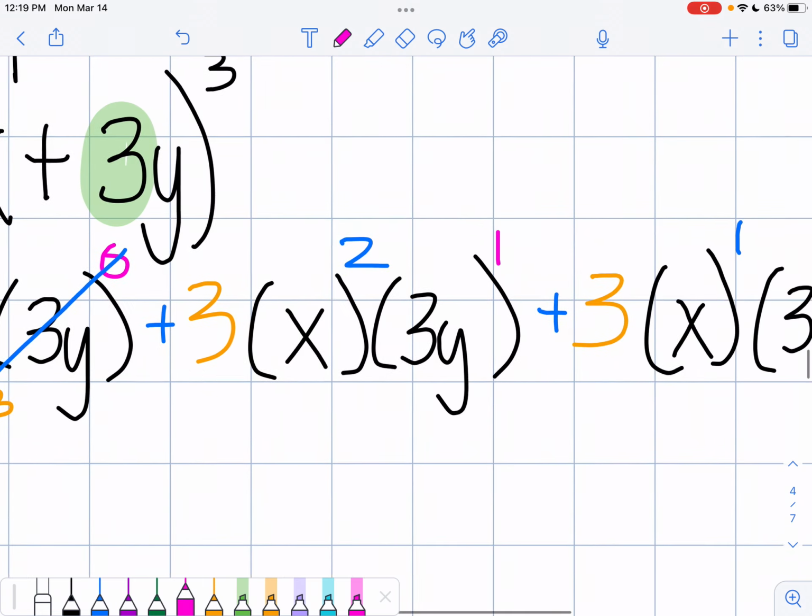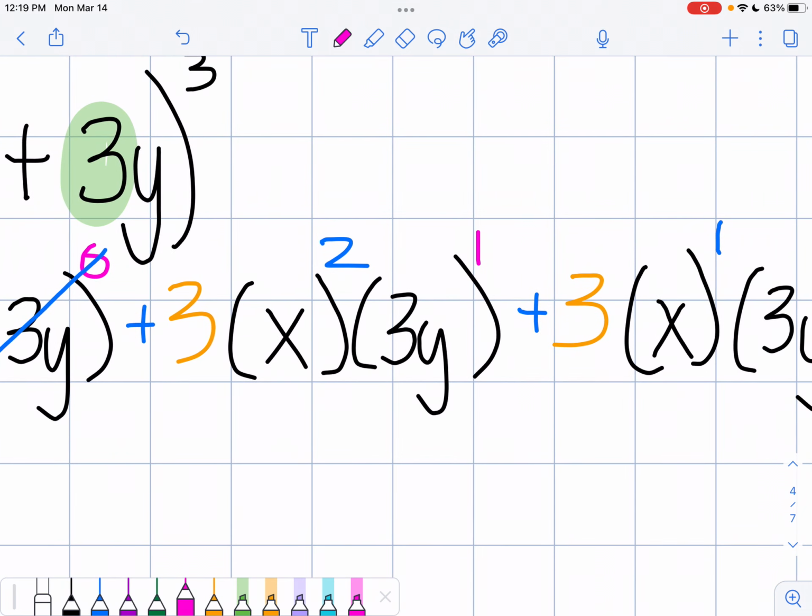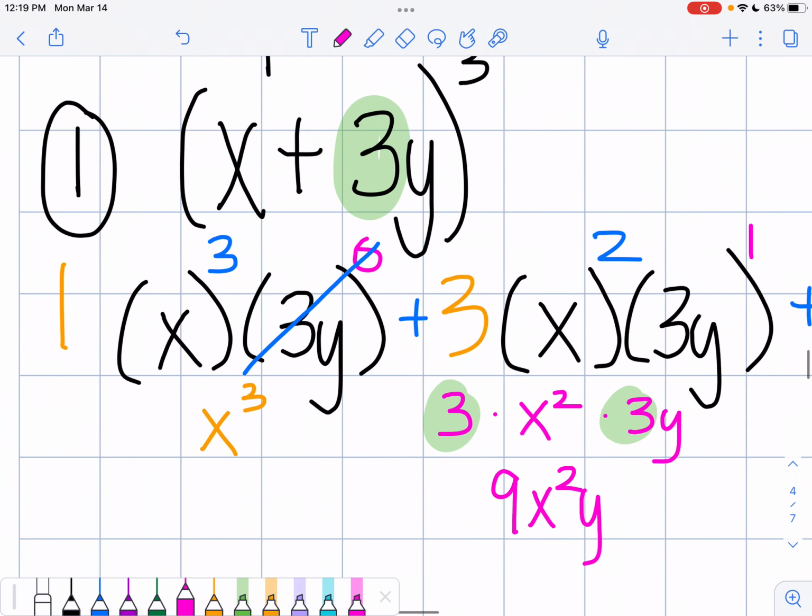Okay, next. I have a 3 times an x squared, and 3y to the first power is just 3y, but then I have to multiply these numbers together. So 3 times 3 is actually 9, so this second term is 9x squared y. And I'm going to bring down this first term.